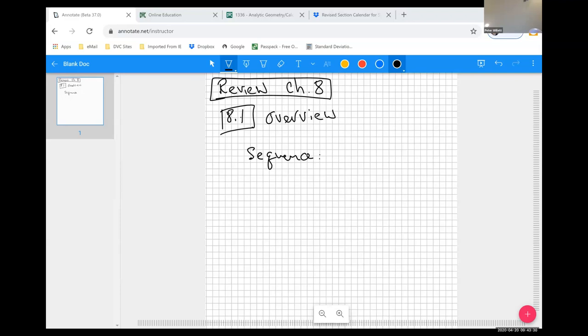And so a simple example would just be something like 3, 7, 11, 25. And a sequence can be finite or infinite, but it's just a set of numbers that are listed in a particular order. And then a series is just when you have that exact same thing, but you add them up.